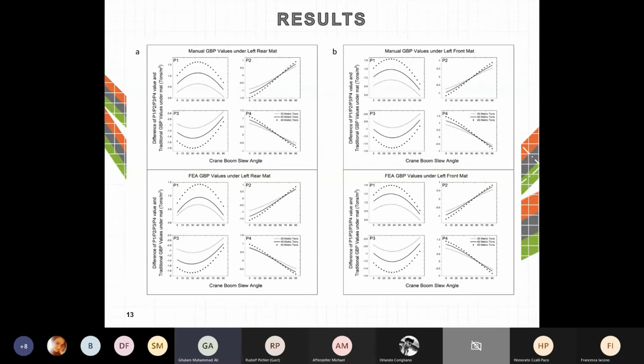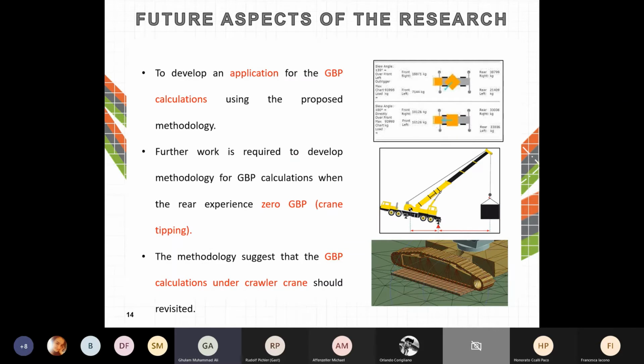So this was our result, and future work will be a little bit hectic because we have to develop an application which can calculate ground bearing pressure using the proposed methodology, I mean the method we have just proposed. We should have an application so that the riggers or the engineers on site can just calculate it using that application instead of going through each manually.